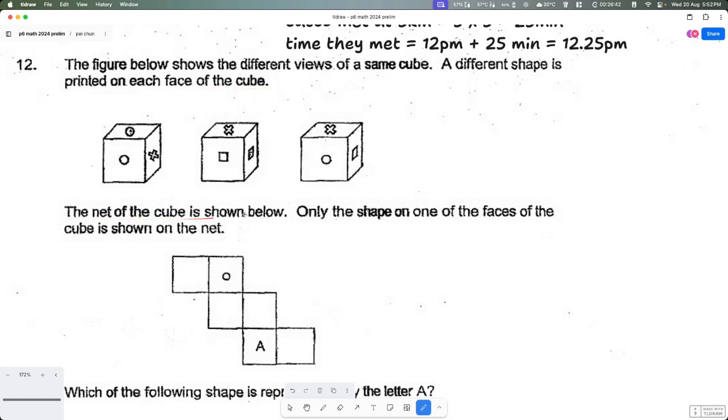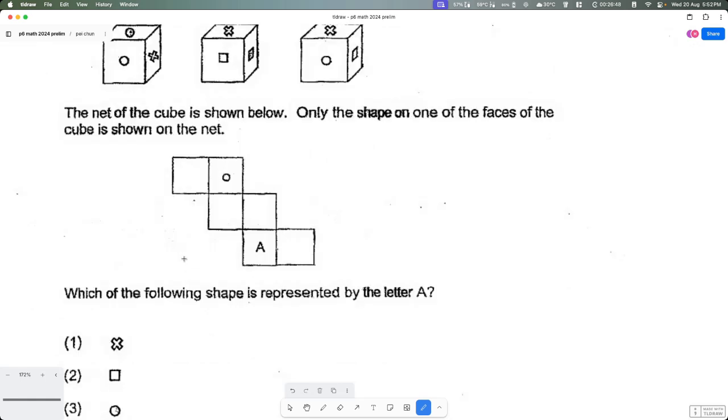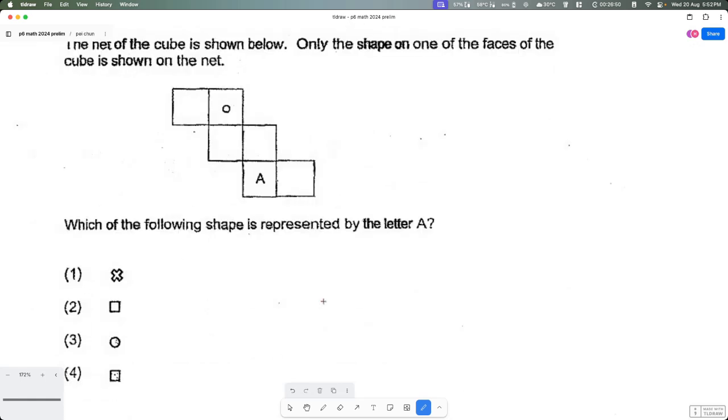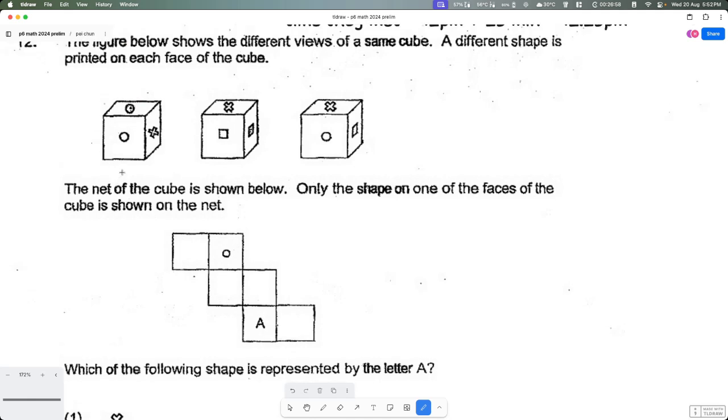The net of the cube is shown below. Only the shape on one of the faces of the cube is shown, which is the circle. That's what you see over here. So which of the following shapes is represented by the letter A? This circle over here, beside it there is an X. And then we have A. I don't know what this is. Or is this a circle?